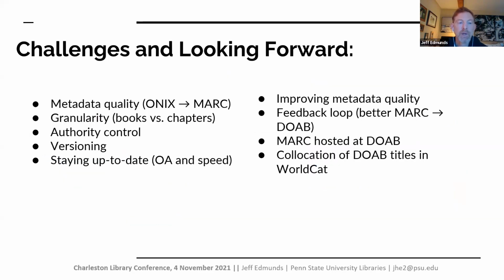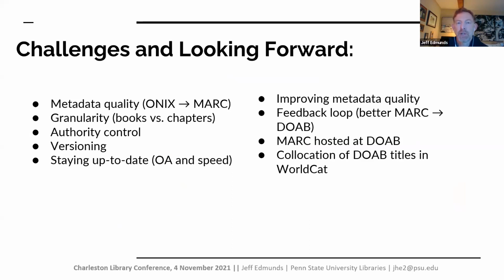Next slide. So finally, challenges and looking forward. This is going to come as no surprise to anyone who's a cataloger or used to working with metadata. Metadata quality is always an issue. As Niels said, DOAB tries to provide the highest quality metadata it's able to. That said, their metadata is a transformation of the ONIX or other metadata provided by publishers, and that can always be improved.